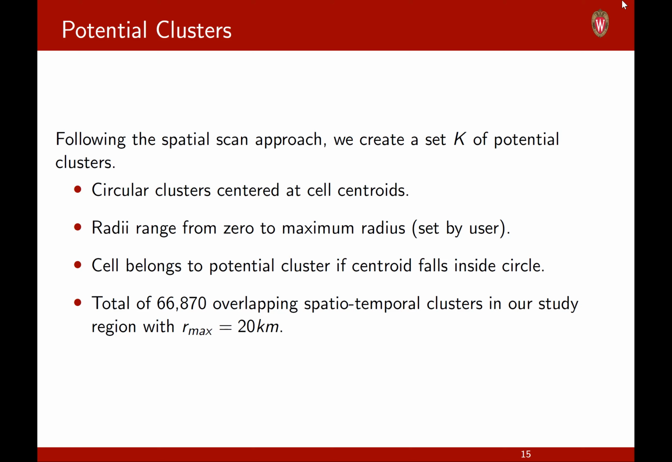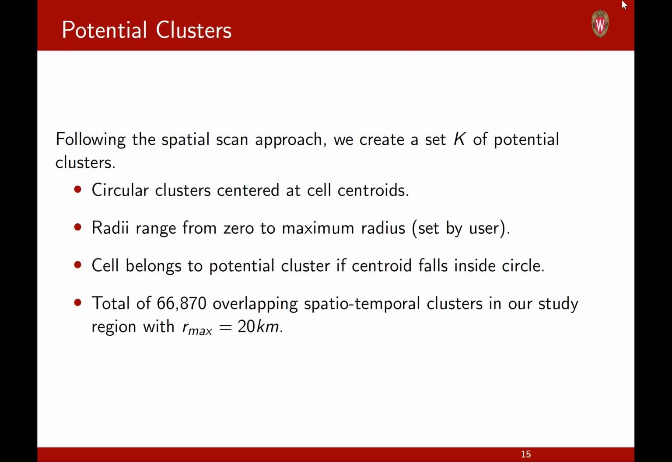Now, if I have cell 1 and cell 2 and their neighbors, I'm going to say that cell 2 belongs to a potential cluster if its centroid falls within that circle. So as that circle is expanding, that potential cluster is expanding, more and more cells are members of that cluster. So for our particular study region, we set the maximum radius to 20 kilometers.